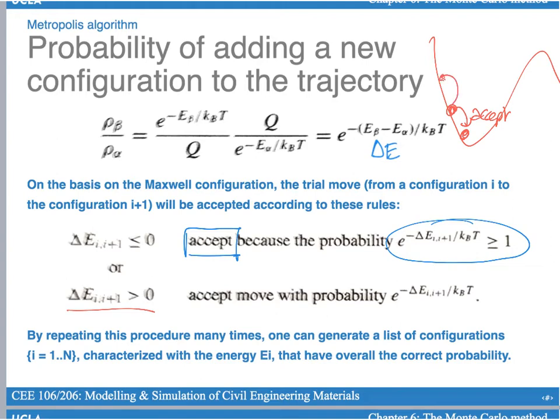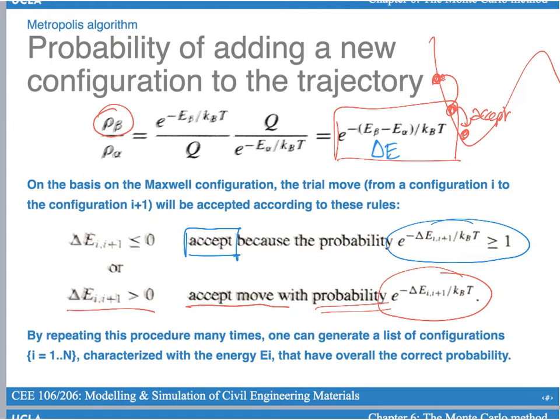On the other hand, if you are going to do a move like this and the energy is actually increasing, you will potentially accept the move, but only with a given probability. And this probability is given exactly by the ratio between the probability of the new configuration beta with respect to the probability of the former configuration alpha. So this ratio here is what is given to you by the probability in the NVT ensemble.